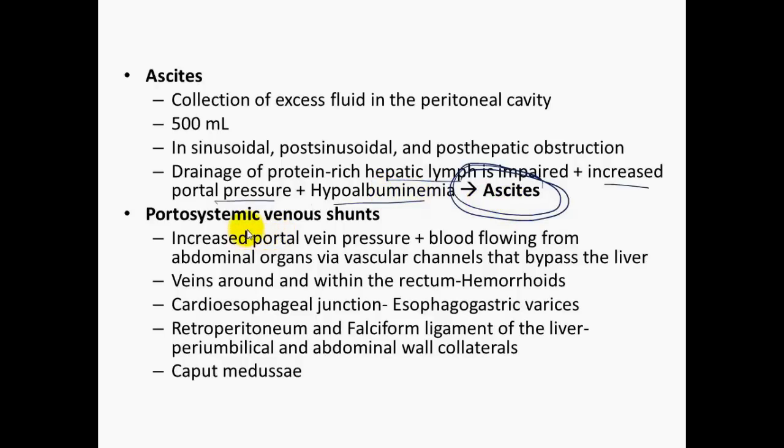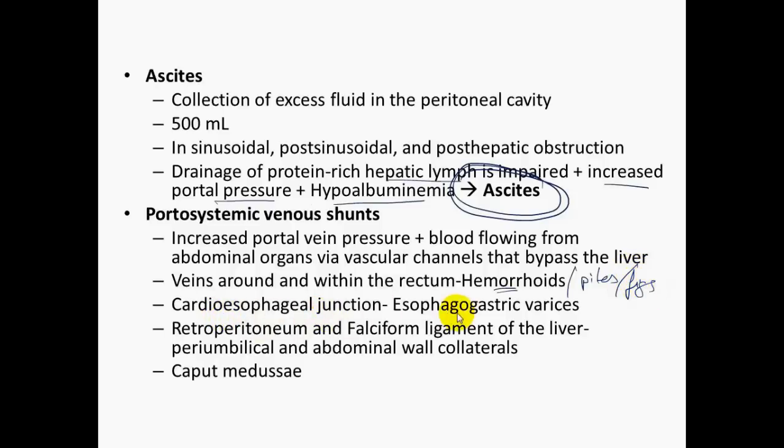So these portosystemic venous shunts are going to open, causing opening of various vascular channels that bypass the liver. The veins around and within the rectum are going to be dilated. They're called hemorrhoids or piles, right? You can call them piles as well, or some books even call them figs.